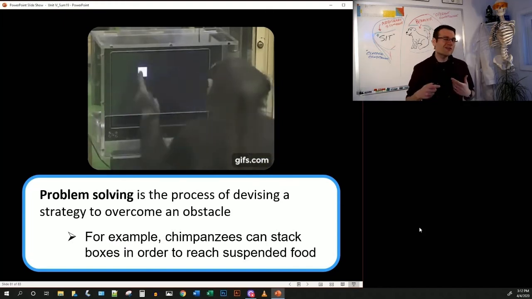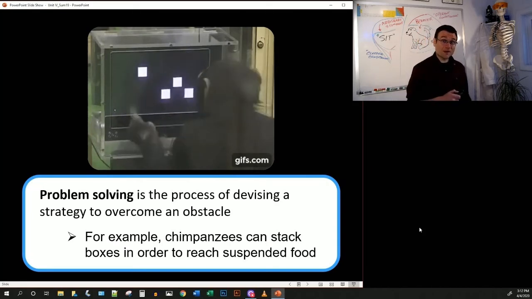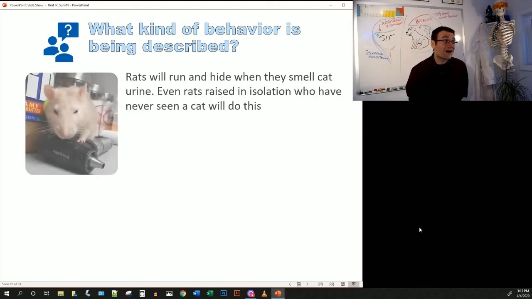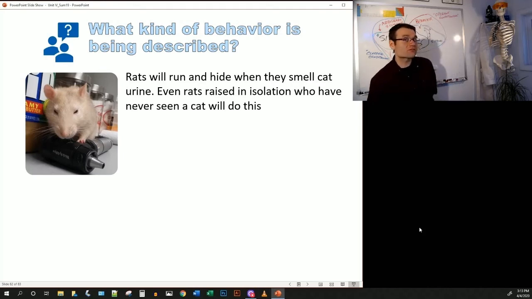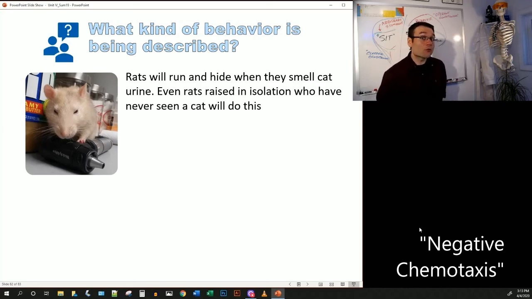So let's test your knowledge here. I'm going to introduce you to another one of my pets. This is Sammy the rat. And rats have an innate response to run away from the smell of cat urine. I mean, don't we all? But it's particularly important for rats to avoid predators.